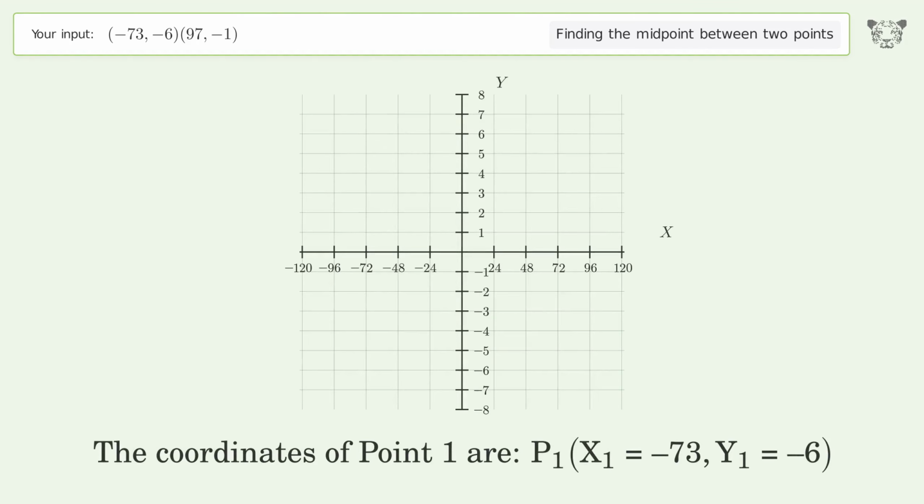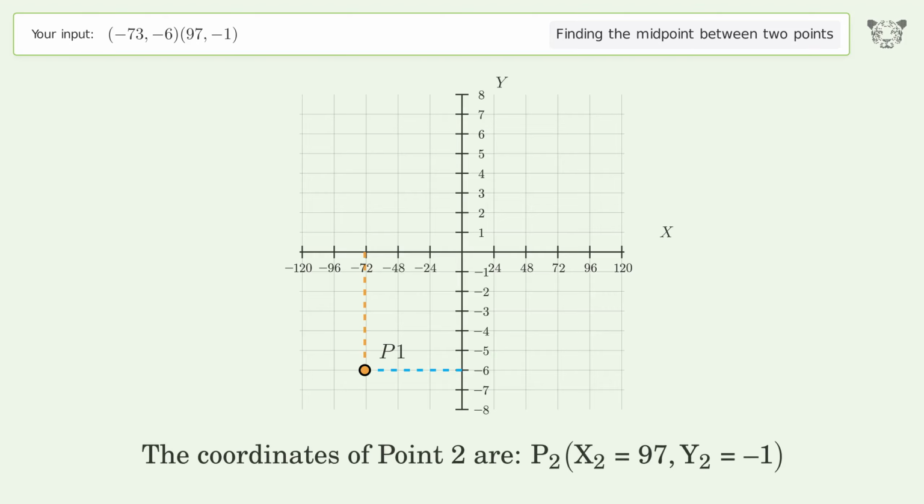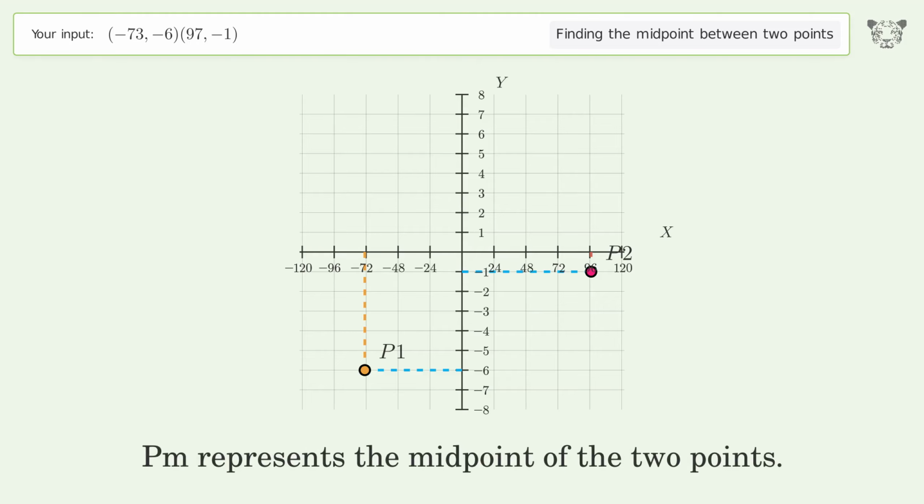The coordinates of point 1 are, x1 equals negative 73, y1 equals negative 6. The coordinates of point 2 are, x2 equals 97, y2 equals negative 1. PM represents the midpoint of the 2 points.